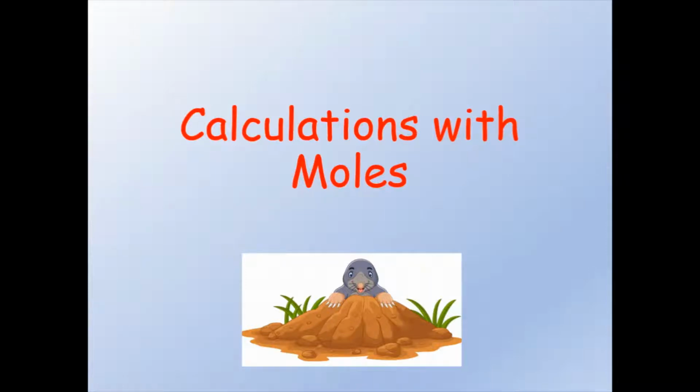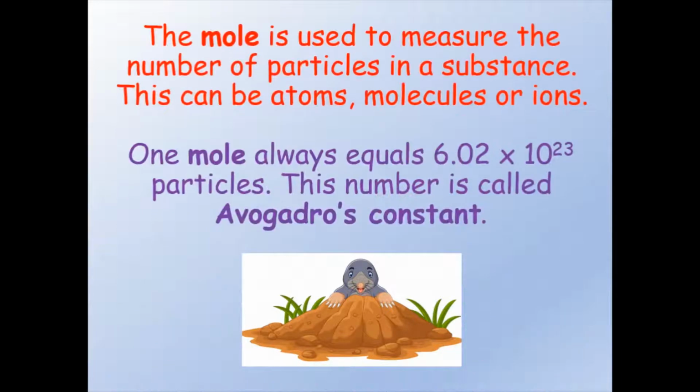In this video we are going to look at calculations with moles. First we're going to look at the definition for moles, and then later we are going to look at some example calculations. When we talk about moles in chemistry, we don't talk about the furry animals that live underground. In chemistry, the mole is used to measure the number of particles in a substance. This can be atoms, molecules or ions. 1 mole always equals 6.02 times 10 to the power of 23 particles, and this number is called Avogadro's constant.